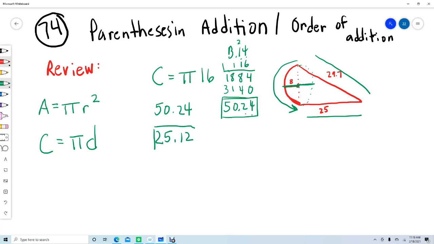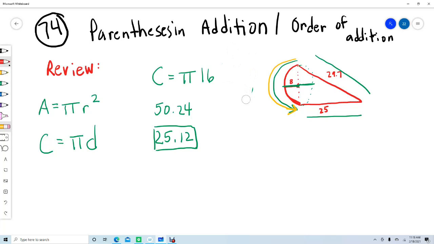So this is the distance of this arc here. We call that an arc. Any portion of the perimeter of a circle is called an arc. All right, so let's erase this. So we have that distance. Now that I have that distance, this is a simple matter. All right, let's add them up.